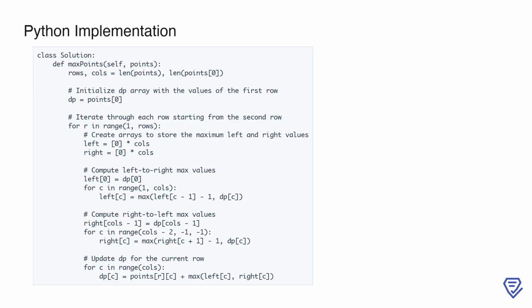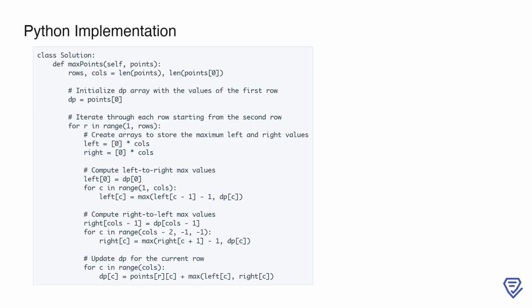Next, we iterate through each row, starting from the second one. For each row, we create two helper arrays, left and right, which will store the maximum values achievable when traversing from left to right and right to left, respectively. These arrays are essential to efficiently calculate the maximum points for the current row by considering the constraints on movement costs. The left array is computed first.